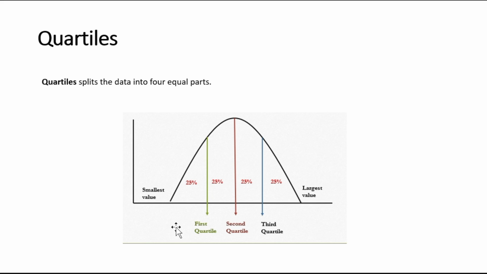So if we have total data and we divide it into 4 equal parts, every segment will carry 25%, right? So the first quartile is a point below which 25% data exists. The second quartile, which is also known as the median, is below which 50% data exists and above which 50% data exists. And the third quartile is a point below which 75% data exists and above which only 25% data exists.